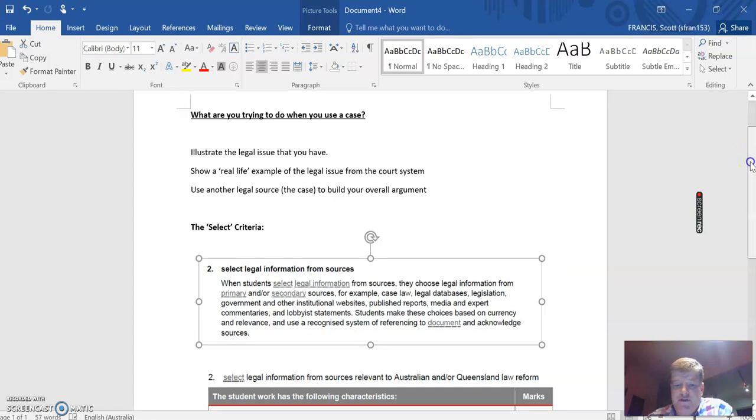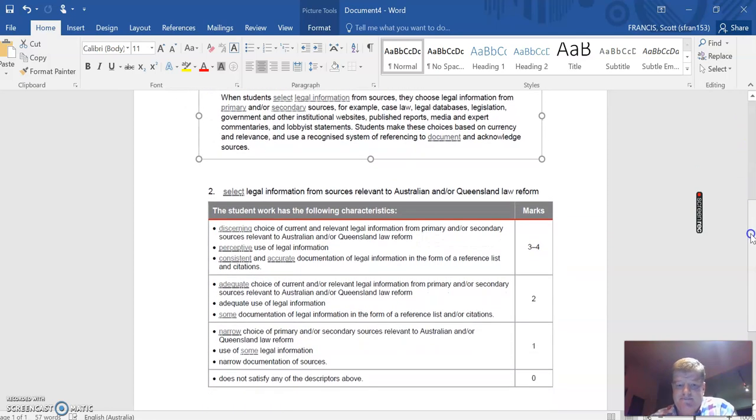If we go a little further into the comments here, they ask you to find a discerning choice of current and relevant legal information from primary and/or secondary sources. So just from sources relevant to Australia or Queensland. In this case, it's a law reform topic that I've cut and pasted this from. Don't get too worried about that. But the first thing is a discerning choice of current and relevant legal information.